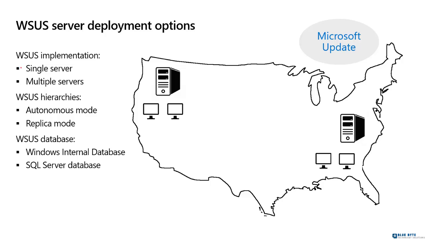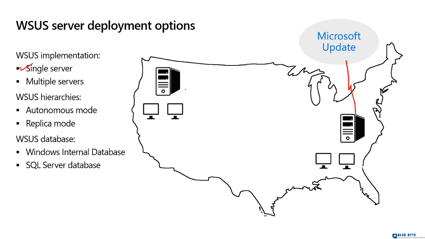When you deploy WSUS, there are some different configurations you can choose from. One is a single server. If I have just one location, I could have a single WSUS. With that, my WSUS just connects to Microsoft. Then clients connect to the WSUS and they download their updates from the WSUS. So you just have one WSUS server in your environment.